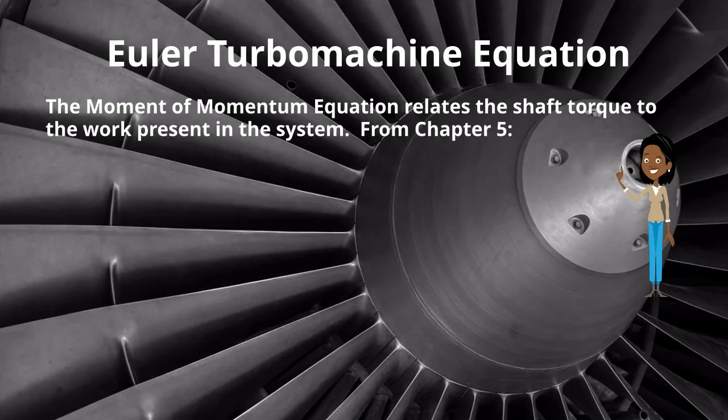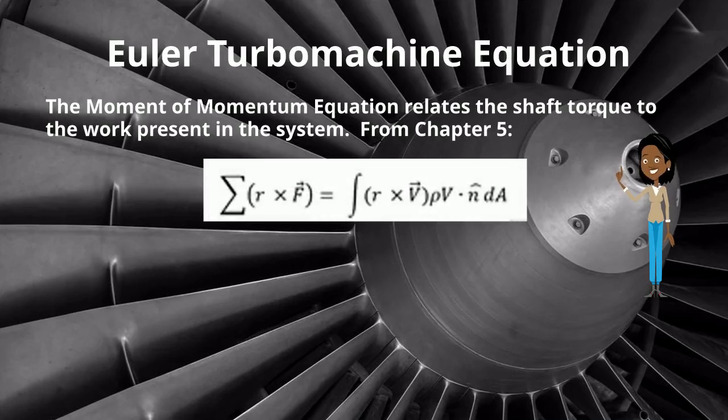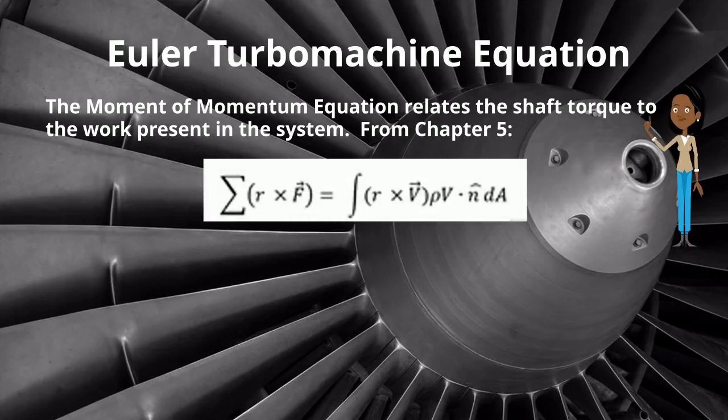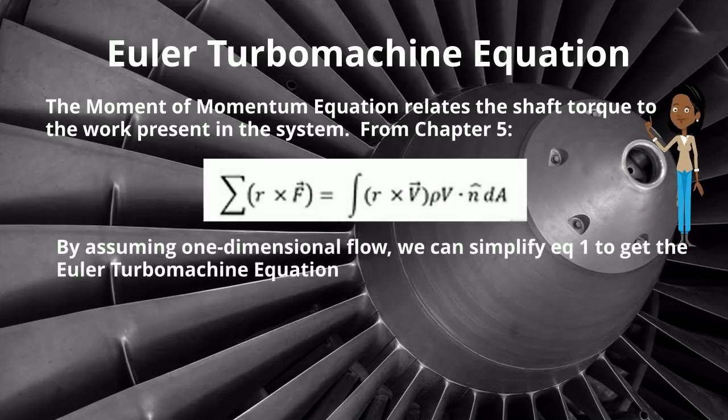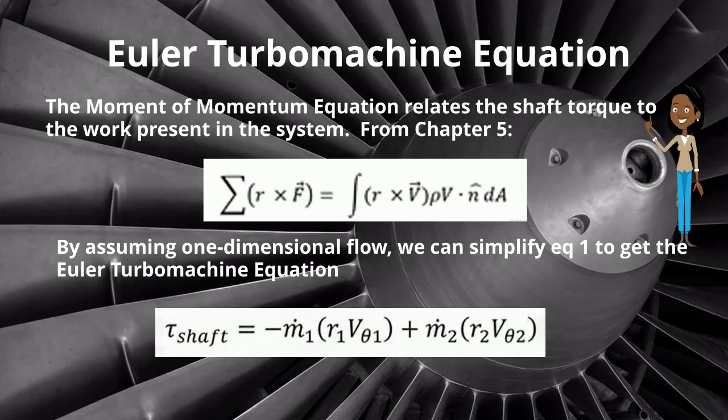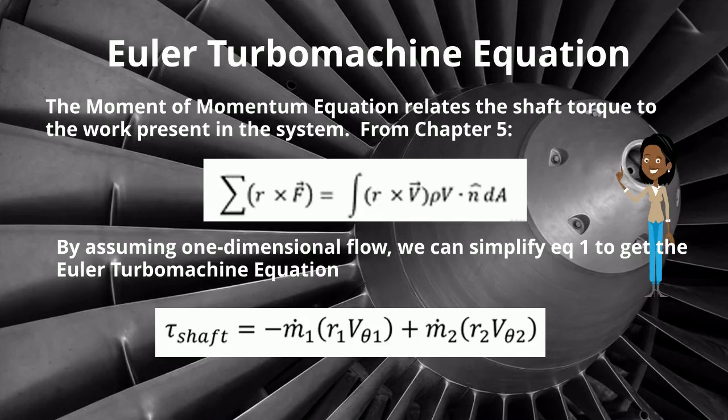We can also say that momentum transfer occurs because both torque and angular momentum are present within the system. And this is defined using the moment of momentum equation that relates both the work and the shaft torque present. And when we make the assumption that the flow is one-dimensional, we are able to derive the Euler turbo machine equation, which gives us the shaft torque in the system. This also tells us that a negative flow rate means flow is entering the system, and a positive flow rate means flow is leaving.